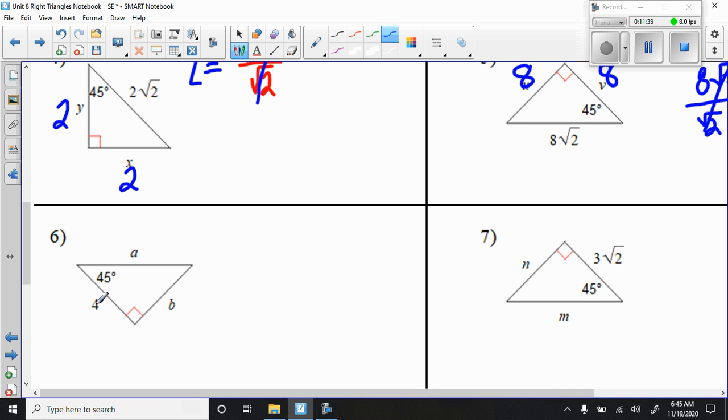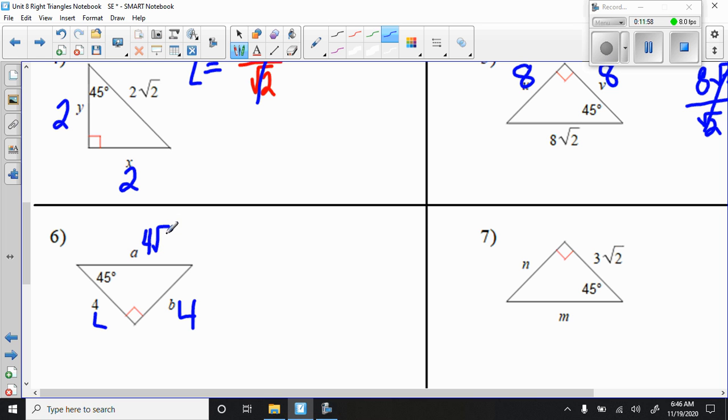Number 6, you have a leg here. That's the hypo because it's across from the 90. Well, I'm copying that leg. The 45, 45, 90 is pretty easy with that. And the hypo is leg times radical 2.